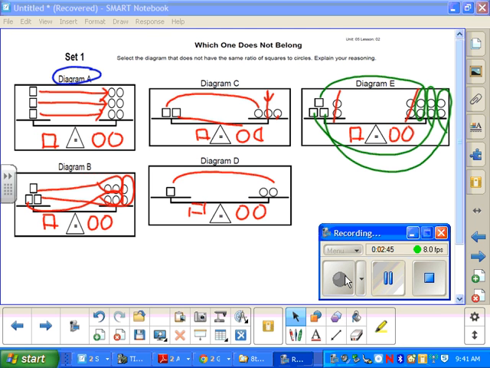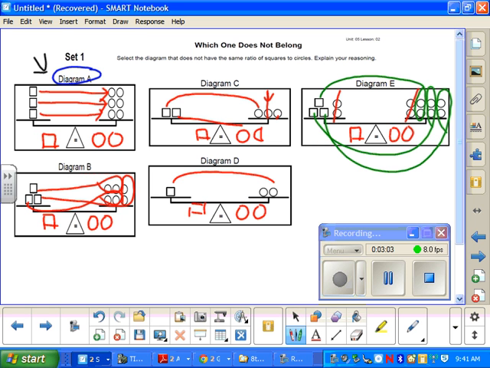Okay, now if you'll notice what we just did, we were balancing the sides. This is a scale and we balanced. We're saying that 1 square is equivalent to 2 circles. So what we did is we went through, and if you look at diagram A, for instance, 3 squares would be the same as 6 circles. Okay.